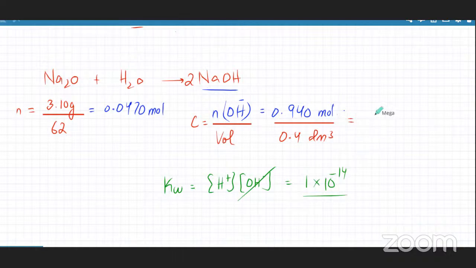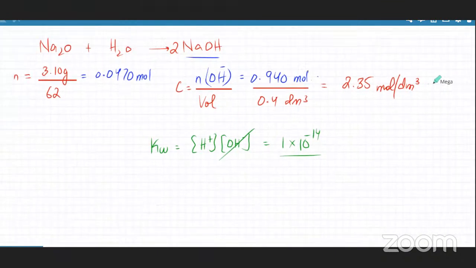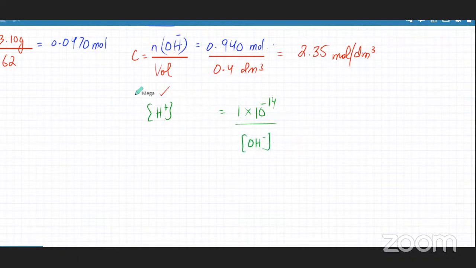2.35. Okay, so that's coming out to be 2.35 mole per dm cube. So that's our concentration of OH ions, which is very high. But you can bring in Kw, and using Kw you can find the concentration of H plus ions. The 1 times 10 power minus 14. What you do is you get OH ions to the other side. So using this, you can find the concentration of H plus ions.